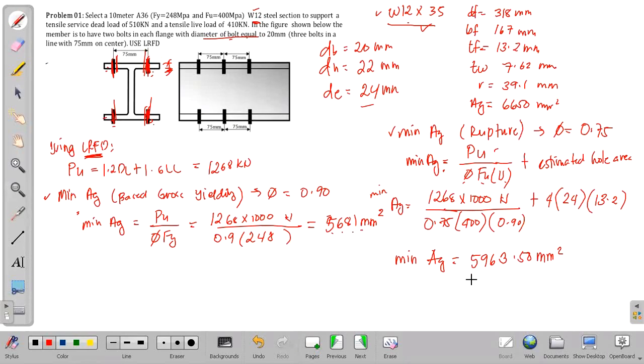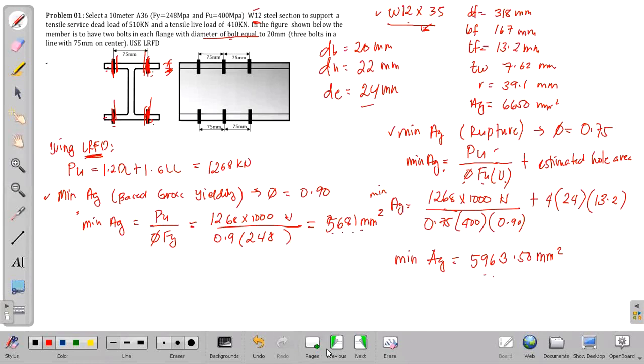In cases na mas malaki yung minimum gross area kaysa doon sa assumption ninyo, yung unang assumption ninyo based on the yielding, you have to select another trial section. So, dapat yung trial section ninyo is mas malaki yung gross area, both based on gross yielding and based on the rupture. So, pasok pa rin yung W12 by 35, so gamitin pa rin natin yung W12 by 35.